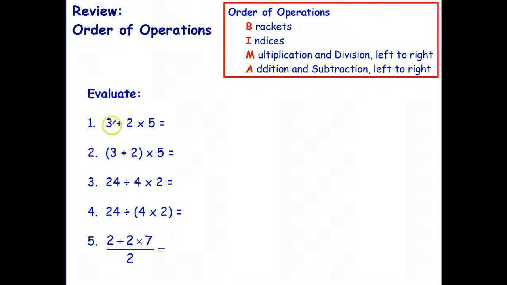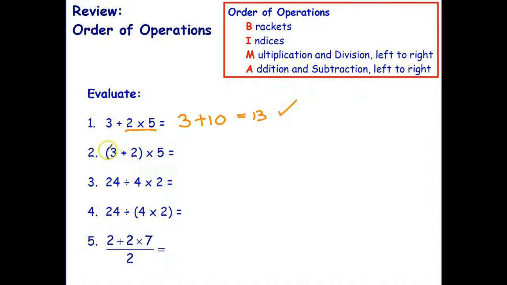So the first one, 3 plus 2 times 5. Well, I've got 2 operations, add and multiply. Multiply comes before add, so I like to just underline the first operation that I'm going to do, and that gives me 3 plus 10, and 3 plus 10 equals 13.